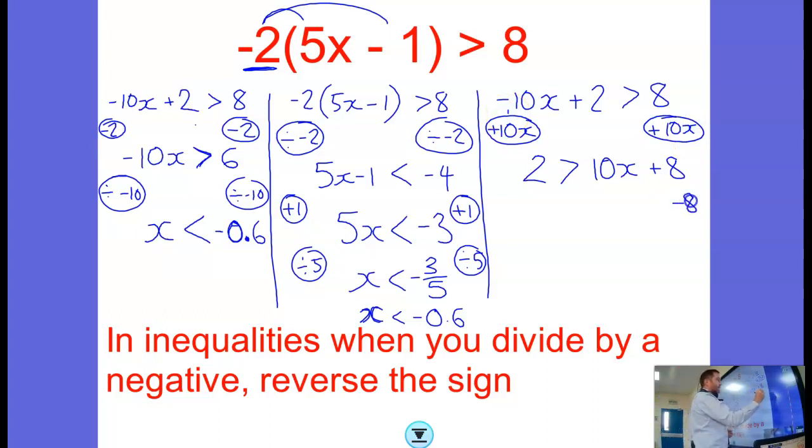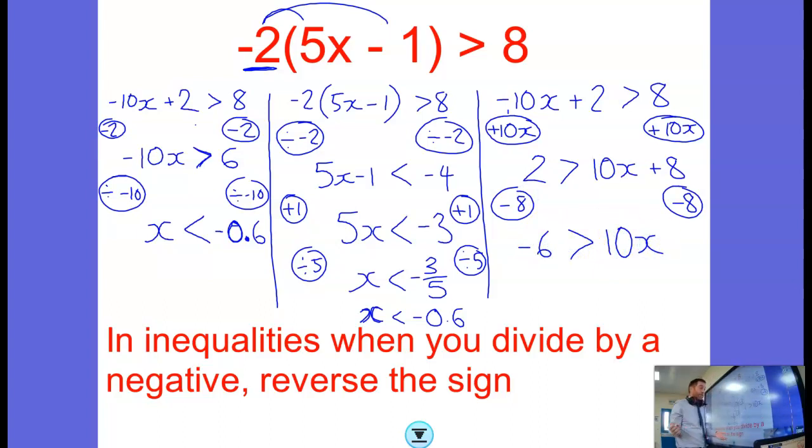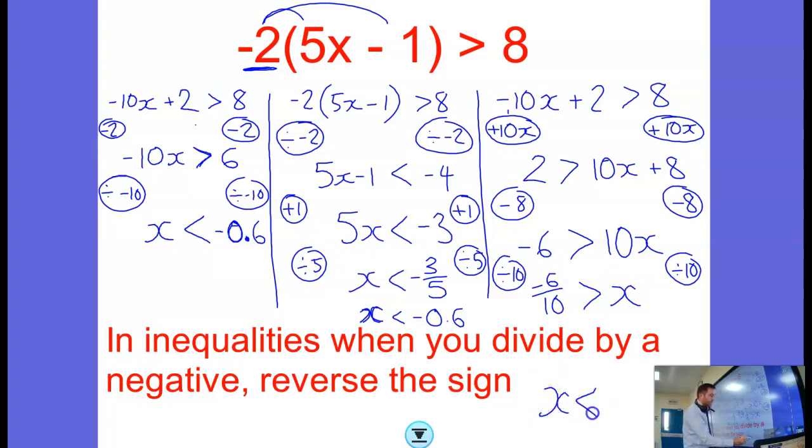Now if I take away the 8, I get minus 6 is greater than 10x. Now when I divide, I'm dividing by a positive, so I don't have to change the sign. And I get minus 6 over 10, which is the same, of course, greater than x. And just be careful, if you want to rewrite this with x at the front, we would get x is less than minus 6 over 10, or minus 0.6, as they all were. So loads of different methods for that, but just be careful when you divide by a negative, change the sign.